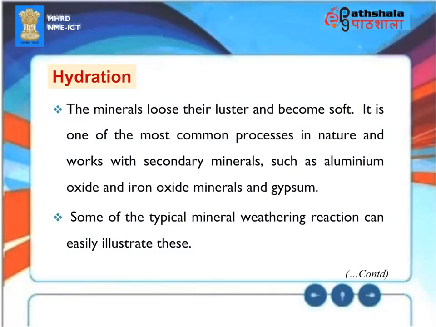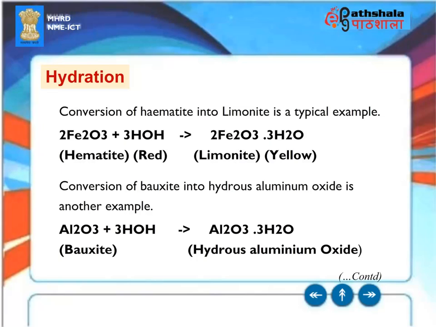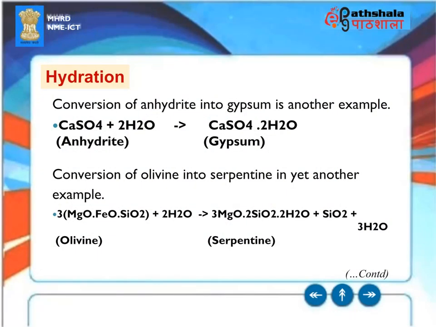It is one of the most common processes in nature and works with secondary minerals such as aluminum oxide and iron oxide minerals and gypsum. Some of the typical mineral weathering reactions can easily illustrate these. Conversion of hematite into limonite is a typical example. Conversion of bauxite into hydrous aluminum oxide is another example. Conversion of anhydrite into gypsum is another example. Conversion of olivine into serpentine is yet another example.